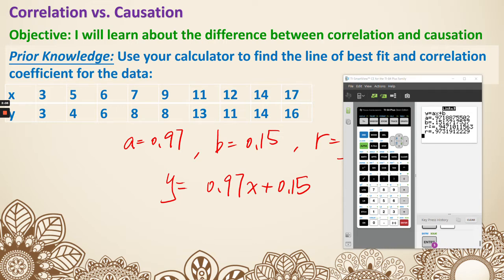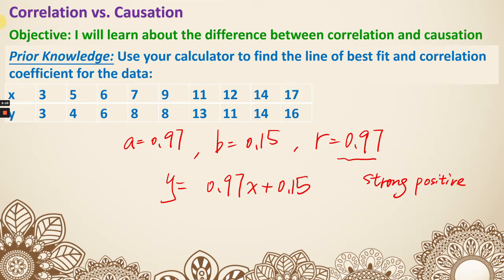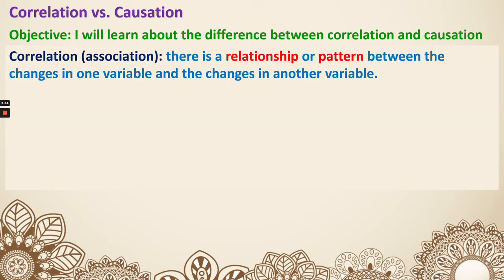Now let's move on to the actual lesson for today. First, the definition for correlation. Correlation, in other words, association. It means there is a relationship or pattern between the changes in one variable and the changes in another variable. Just saying two things, one is increasing, the other is increasing, they might be related. So we need to explore more to actually understand the relationship.